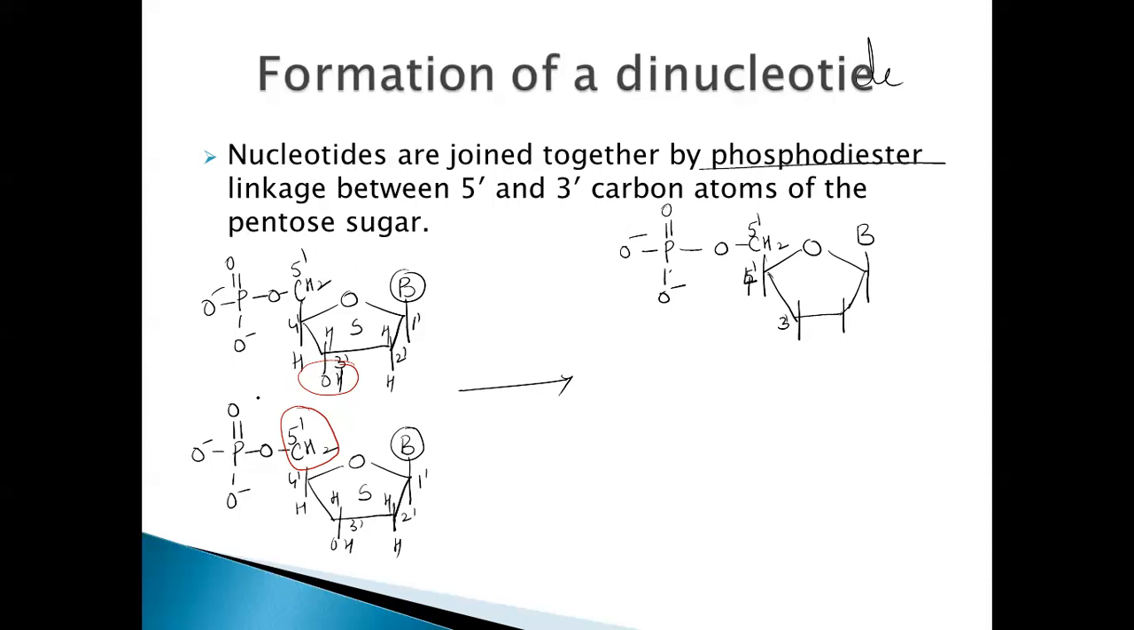This by the elimination of the water molecule. So water molecule is eliminated. So OH of this and H of the next this oxygen. So here phosphodiester linkage is being formed. Oxygen, phosphorus. So oxygen.